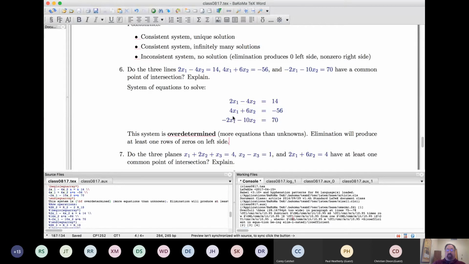So for instance, all these x1s have to be eliminated. So I'm going to look at the ratio of these coefficients. So 4 over 2 gives us 2. And we're going to take twice the first row and subtract it from the second.